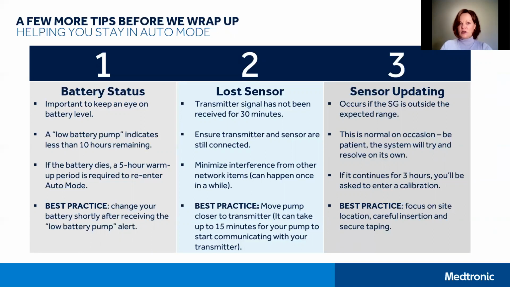The sensor updating alert is an alert that you'll see if your sensor glucose is outside the expected range. This is a normal alert, and it does happen on occasion, and the system is going to try to resolve it on its own, so just remember to be patient. Within 3 hours, the system will start displaying the sensor glucose values again, or it will ask you for a calibration, or it may tell you to change your sensor.